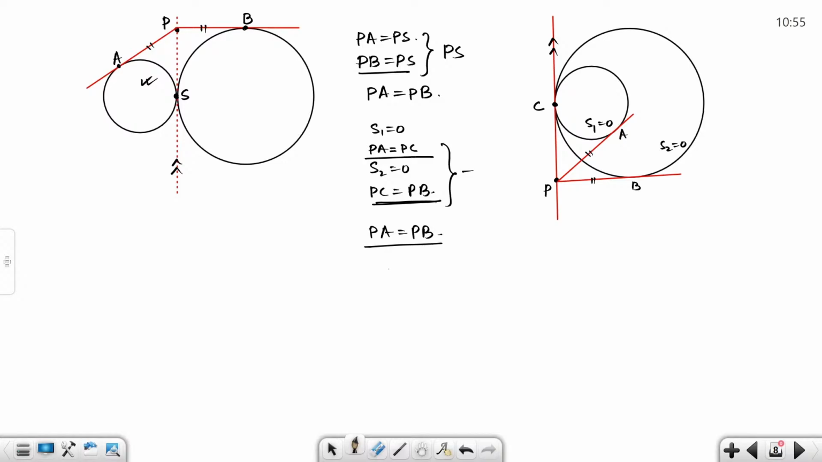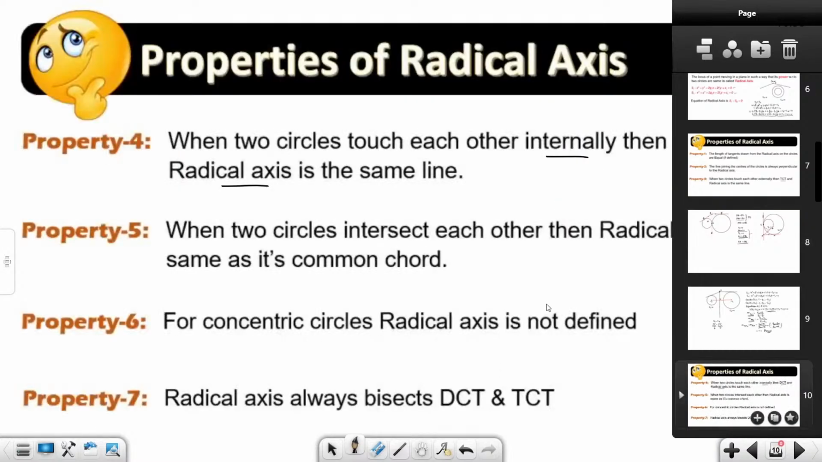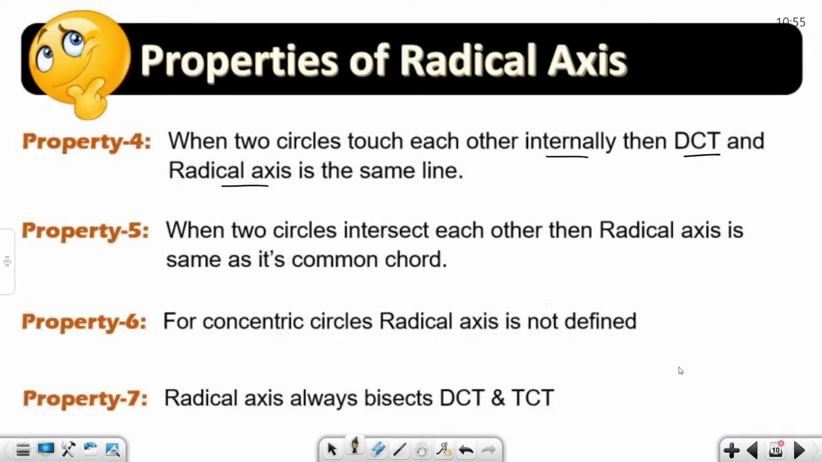So what we have learned is that whenever two circles touch each other internally, their direct common tangent and the radical axis are the same line, right? Let us move to the next property, which states that when two circles intersect each other, the radical axis and the common chord are the same line.